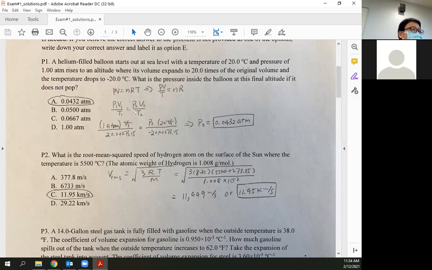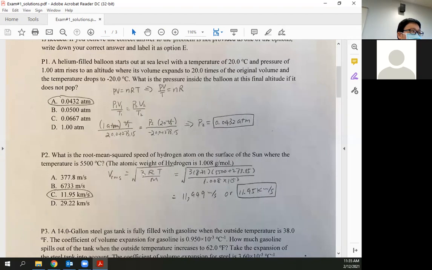Then you can calculate for your P final because the rest are given. All right. Either they are given in values or in ratios, like V2 is 20 times V1. Okay, so you can calculate that.